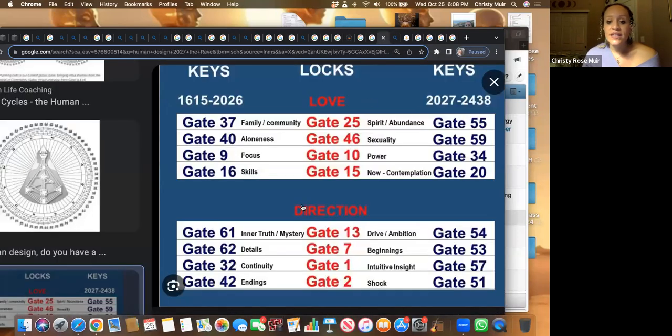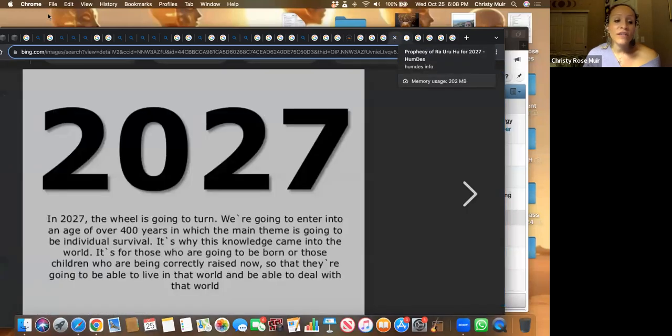And so we see here, it was inner truth, details, continuity, and endings that were all about the direction that we were going in. Now it's about drive, ambitions, new beginnings, intuition, and so shock, initiation through shock. Very different energies. And this is all meant to be happening. The center point of the shift is in 2027, actually in February of 2027. And Ra says that the wheel is going to turn.